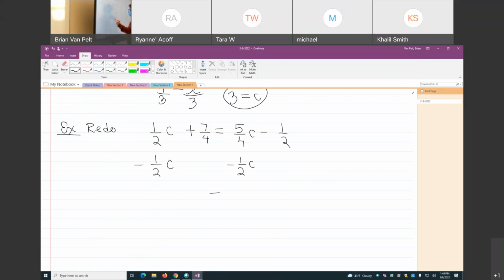Now, the problem with this method is there's a whole bunch of stuff that you have to do in every single step, like this here. Don't I have to get a common denominator to do anything with that? I've got to do 5/4 minus 1/2. I can't do that. I've got to do 5/4 minus 2/4, which is equal to 3/4. So this is 3/4 C. See what a pain this is?